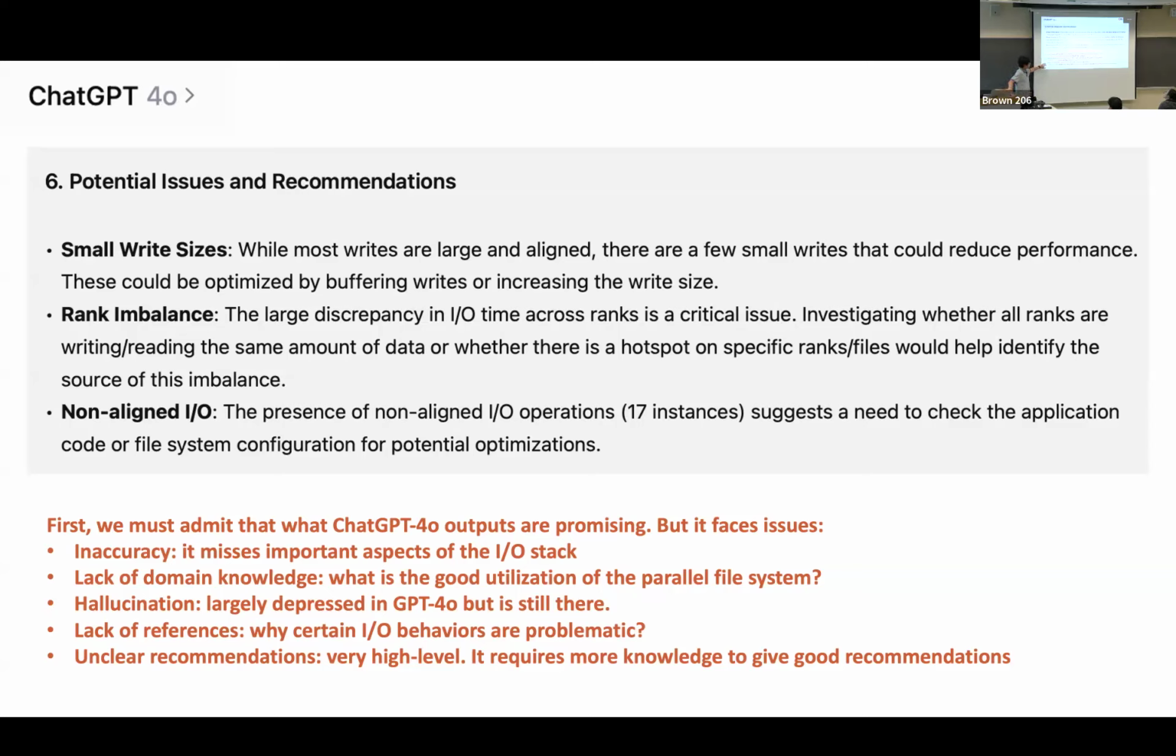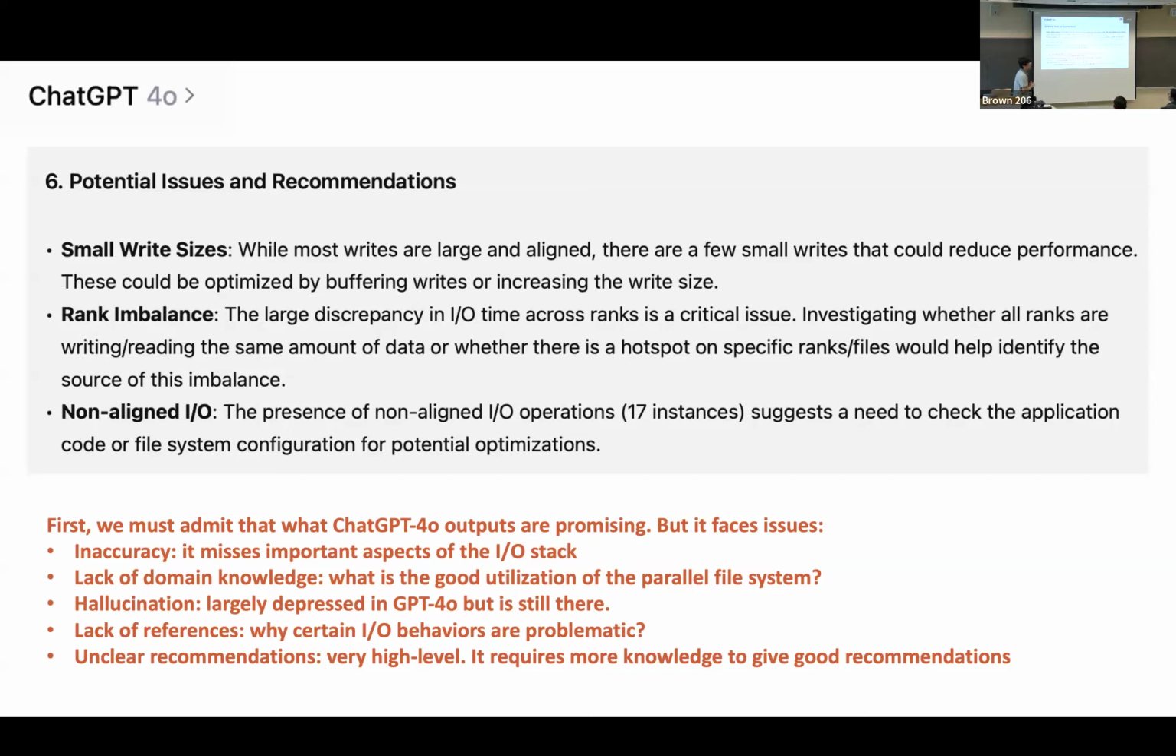They lack references. They don't tell you why. They just tell you, okay, this is, for example, small IO is an issue. They don't tell you why small IO is an issue, and they don't have a reference for that, which clearly is not the ideal scenario for real practical usage. And the recommendations are very high level. I think if you really want to deploy those things or change your code, you have to rely on our experts to do that, which in my opinion is not a.